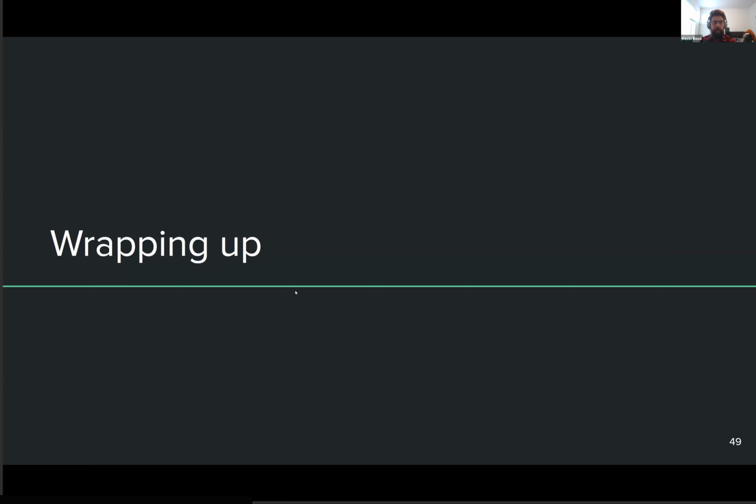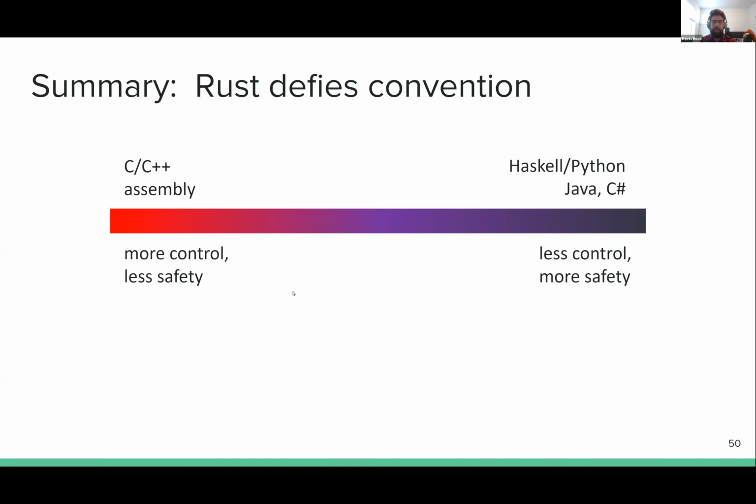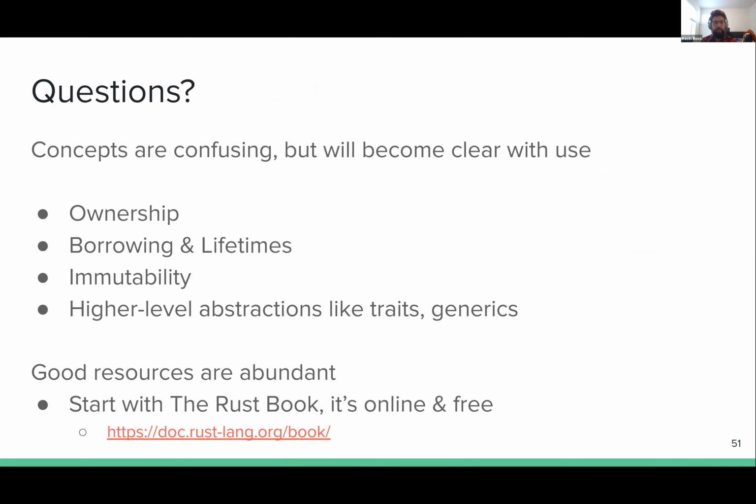Okay, so that's pretty much it. Just in summary, Rust defies the convention that you either need to have a lot of control over something with no safety, or you need to have no control with a lot of safety, right? Rust gives you both at compile time. All right, so now I'll take any questions.